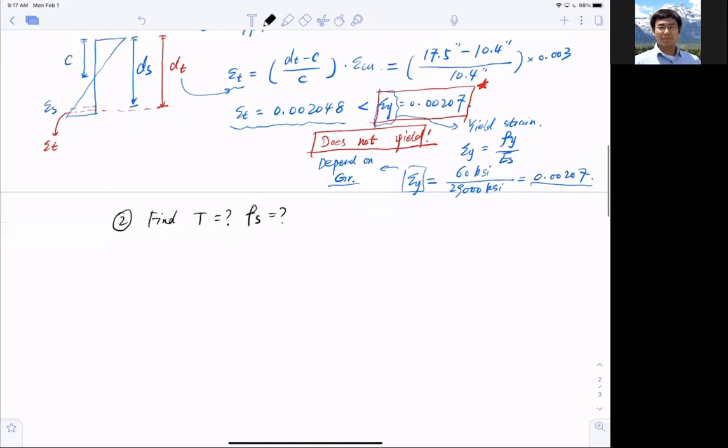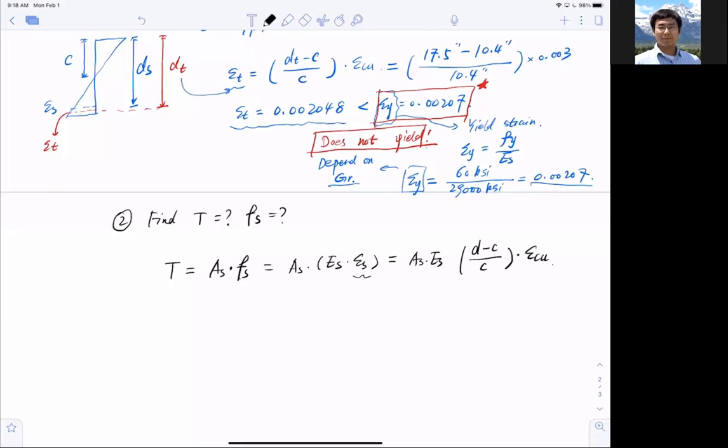This is how. The tension force from the steel, T steel, equals As, which is the area of the steel, multiplied by the stress in the steel. The only difference is before I used Fy, now I cannot. I have to use Es, the Young's modulus of the steel, multiplied by the strain of the steel, epsilon s. And the strain in the steel, we showed, is (d minus c) divided by c, multiplied by epsilon cu.